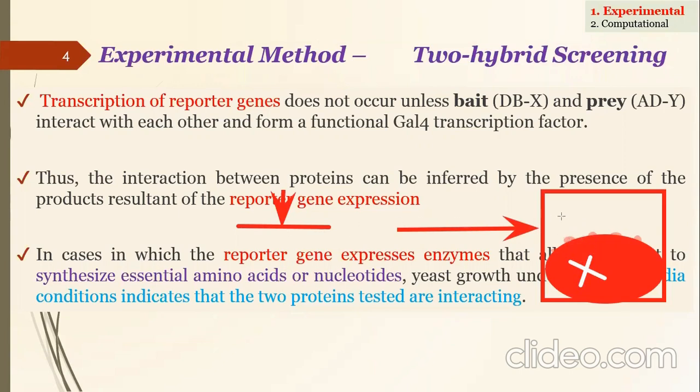So if two proteins are interacting, they will express and produce that very specific amino acid themselves and grow. Those whose two proteins do not bind will not make that specific amino acid, so these yeast cannot grow there. Am I clear or not? Or should I explain?